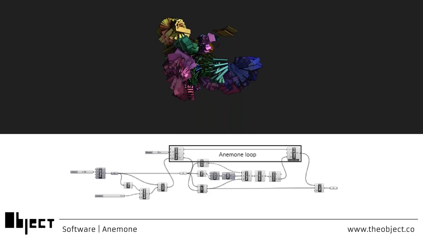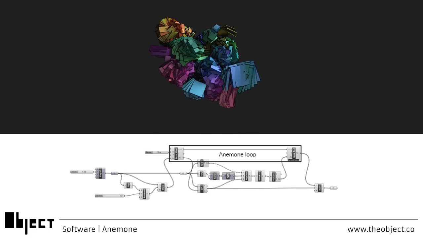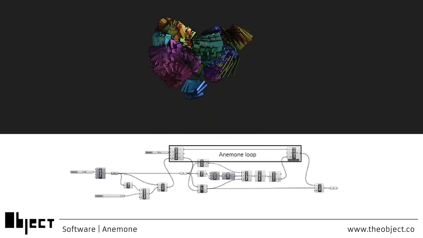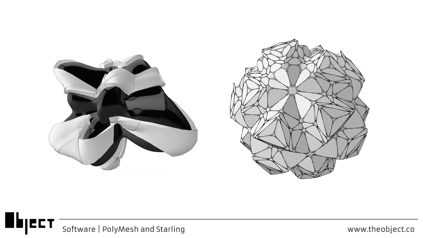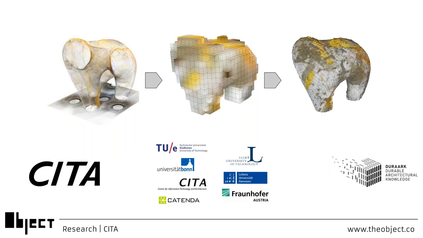You might be familiar with some tools which I made for Grasshopper. One of them is Anemone here, which enables looping in Grasshopper, so it's no longer directed acyclic graphs, it's more like directed graphs, which kind of broke Grasshopper, if you are being orthodox. Another plugin or code which I developed for Grasshopper was the Polymesh and Starling libraries, which are, I think, at least partially open source, for complex mesh operations and so on.